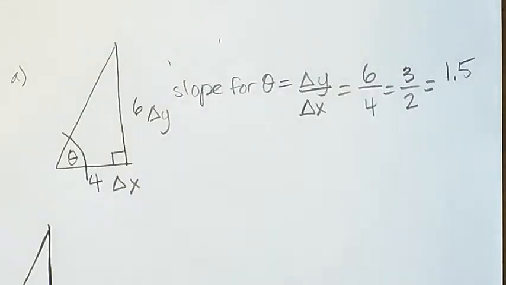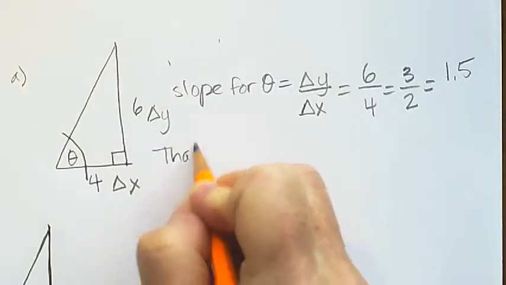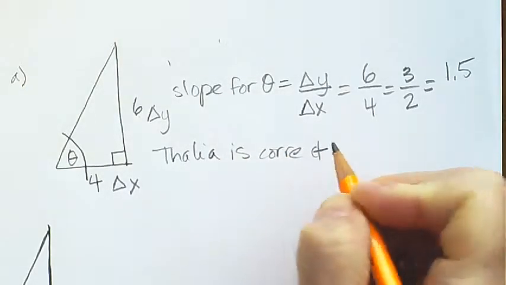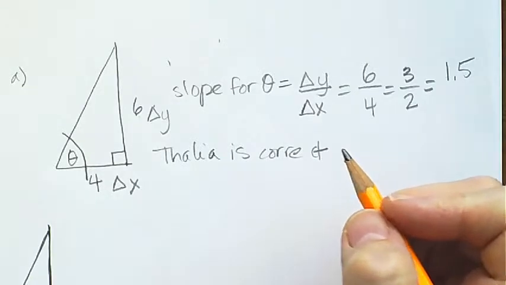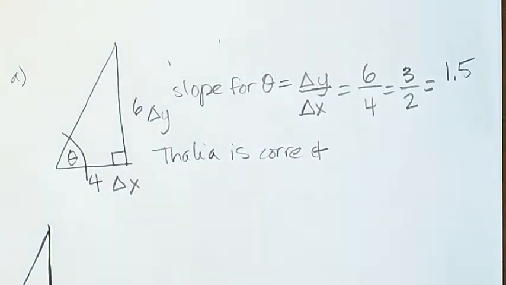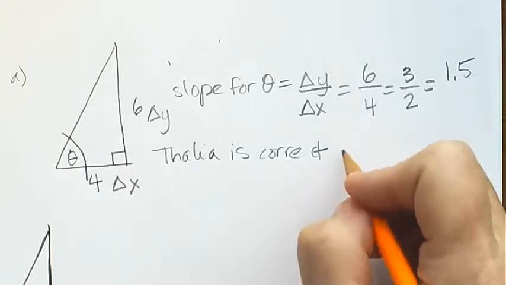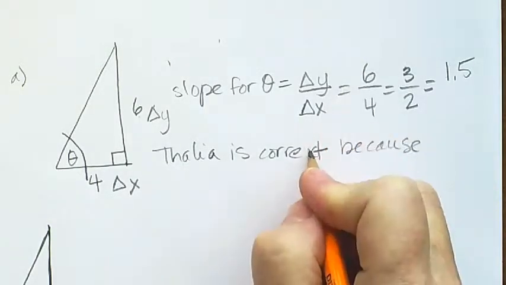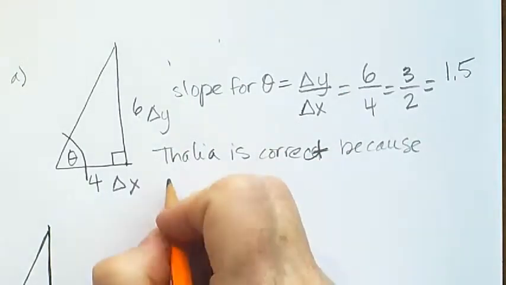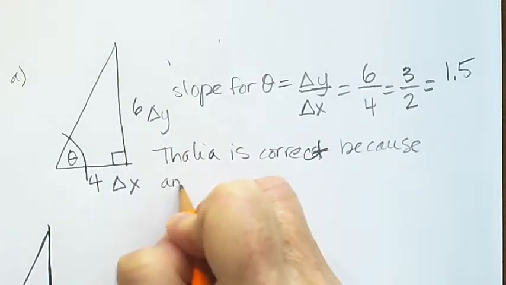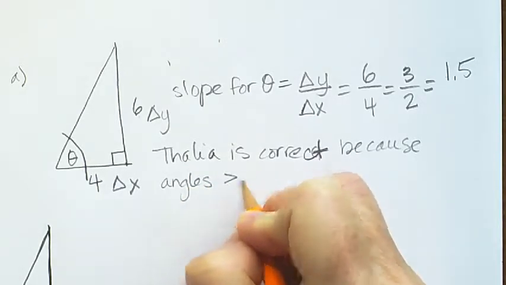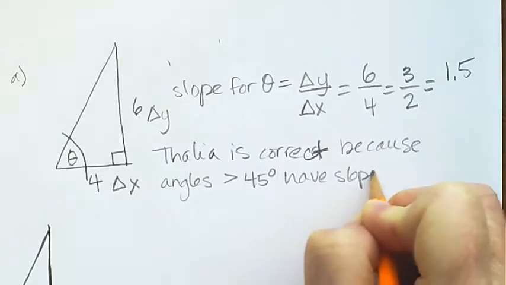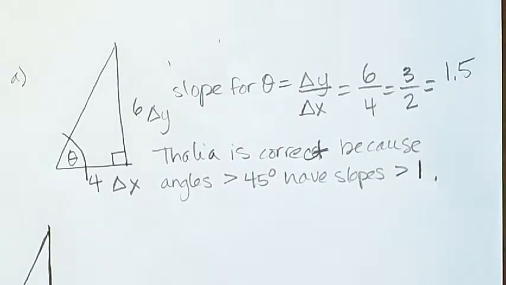So let's put Talia is correct, because, whoops, kind of wrote that funny. Talia's correct because angles greater than 45 degrees have slopes greater than 1.